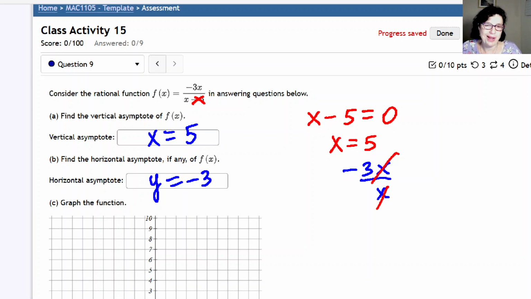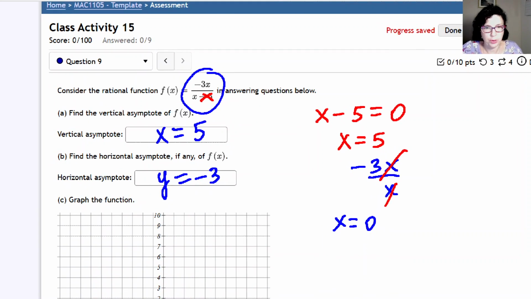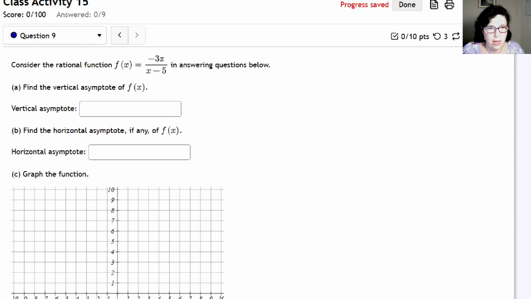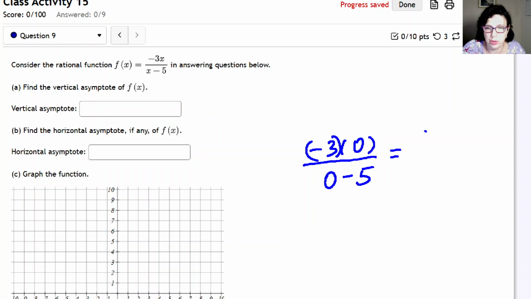Now, if you're graphing this by hand, you're going to need a lot more points than what I will need. I only need the asymptotes for my tool and one point on the graph. The easiest thing to do is to just plug in x equals 0. So if I plug in x equals 0, I'll get negative 3 times 0 divided by 0 minus 5. Any number times 0 is 0. So on the top you get 0. On the bottom you're going to get negative 5.